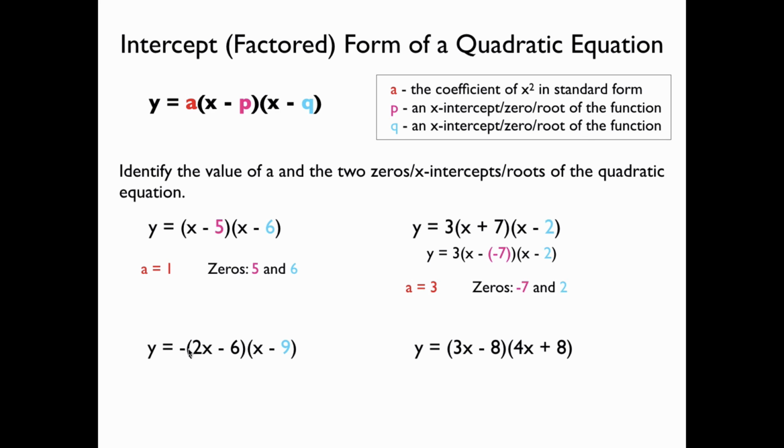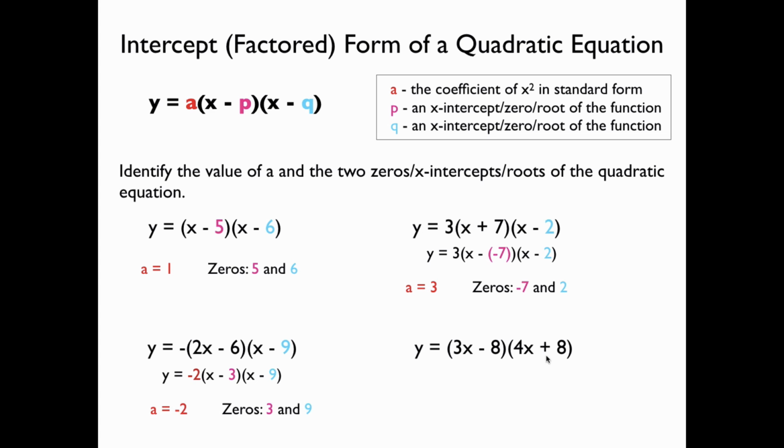Over here, we have y equals negative 2x minus 6 times x plus 9. Now, notice, this first factor does not read x minus p. It's 2x minus something. So we need to fix that. The way to fix that is to factor out this 2 so we have just an x, or a coefficient of 1. So when we factor out that 2, what we get is factored form. So the value of a is going to be negative 2, and our two zeros are going to be positive 3 and positive 9, or the opposite of negative 3 and negative 9. So a equals negative 2, and the zeros are 3 and 9.